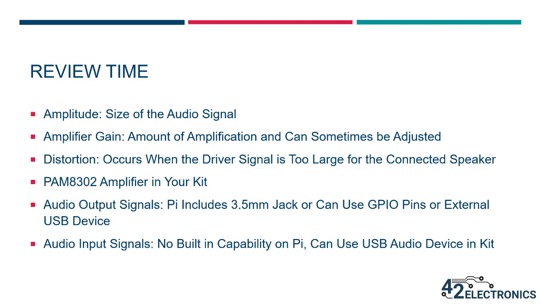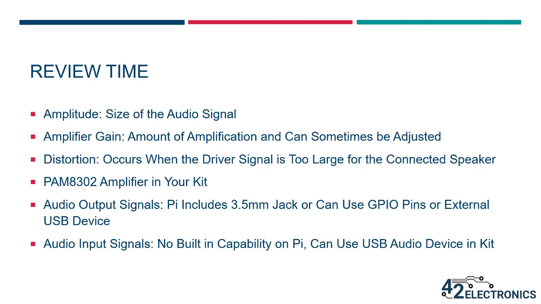Distortion occurs when the driver signal is too large for the connected speaker. So slight distortion just means the sound will be degraded. Heavier distortion, though, can damage your speaker. Your kit includes a PAM 8302 amplifier with input power from 2 volts to 5.5 volts. When attaching it to a speaker, you'll want to be sure the speaker's impedance range is between 4 and 8 ohms.